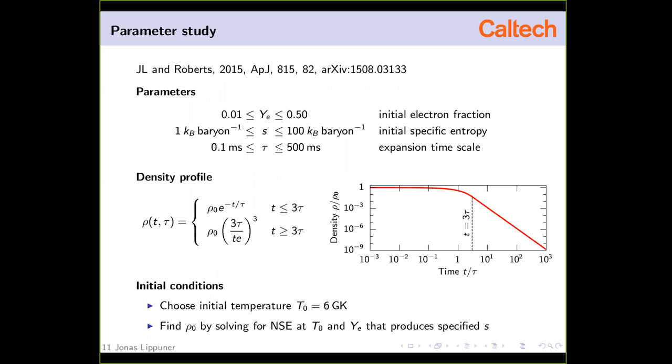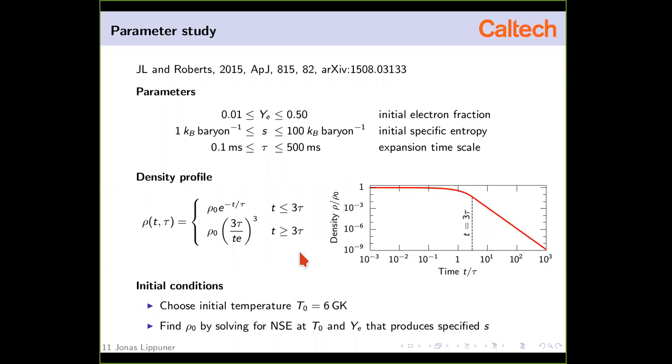We pick an analytic density profile, and we say that at early times the density falls off as an exponential with this timescale tau, and then it smoothly transitions to a homologous expansion where the density falls off as t to the minus 3, which is sort of free streaming. If you want this to be smooth, there's really just one way to do it, and it's shown on the right. We really end up with just a one-parameter family of density profiles, plus the initial density, of course.